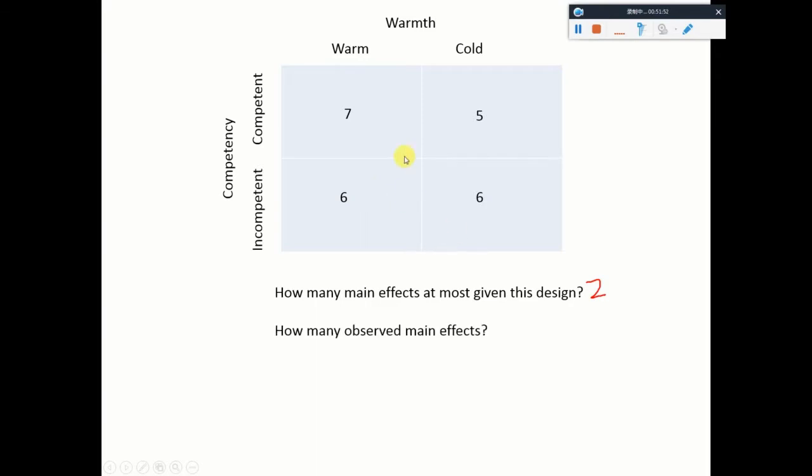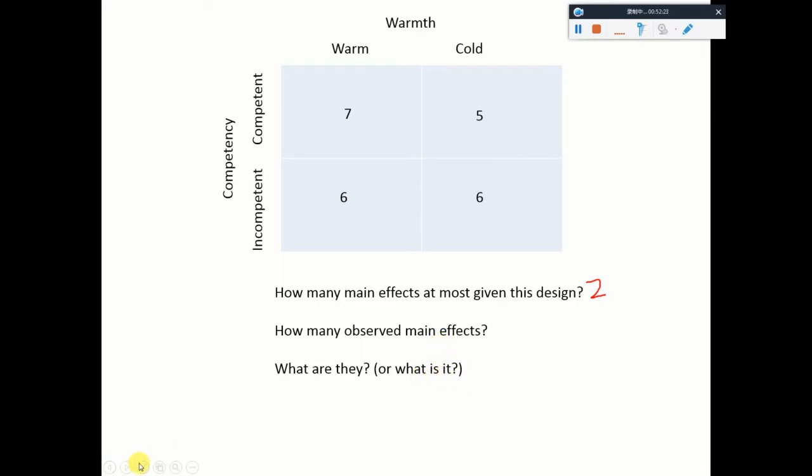Then how many main effects actually are there in this design? That is, how many main effects do we actually observe given these numbers? Now you should pause here and work out by yourself. But again, to save time for the clip, I would just go ahead and describe the answers to you. More specifically, we can ask, what are these main effects, or if there's only one main effect, what it is.